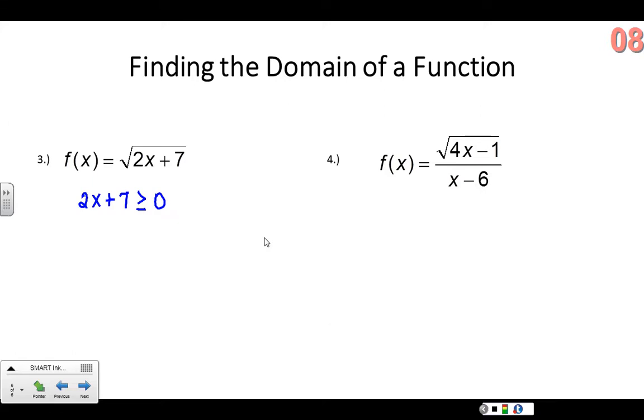So I'm just going to solve this inequality. We're going to subtract 7 from both sides. Then divide by 2. So x has got to be greater than or equal to negative 7 halves. That's one way you could describe it, or we could use interval notation and say from negative 7 halves to infinity.